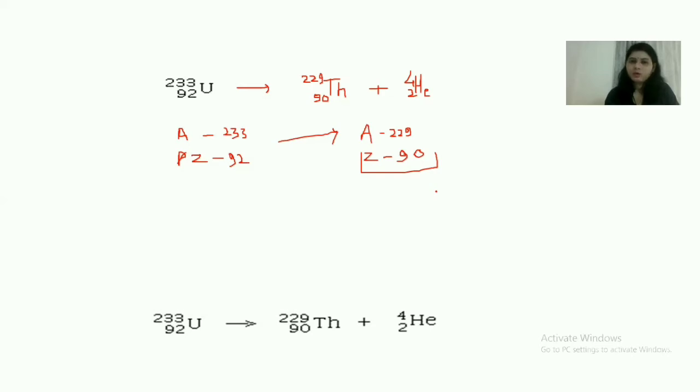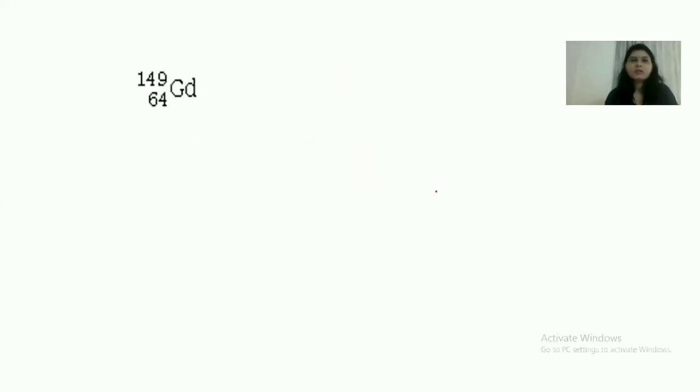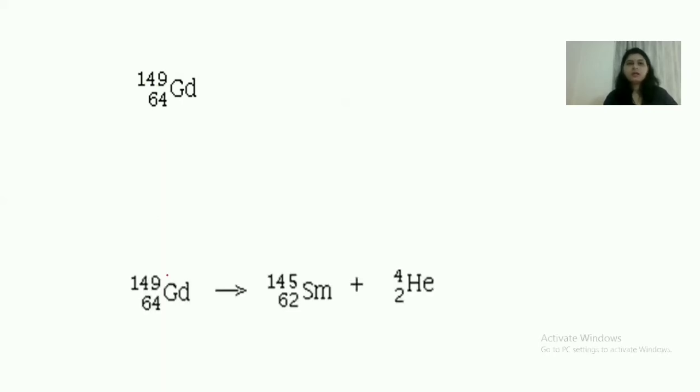Got it? Okay. Then the next one is gadolinium. What happens in gadolinium during alpha decay? This is the equation. This gadolinium has proton number 64 and mass number 149.